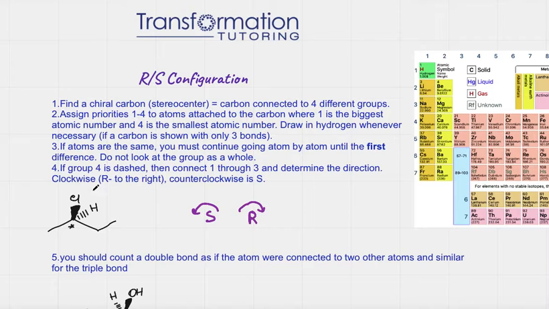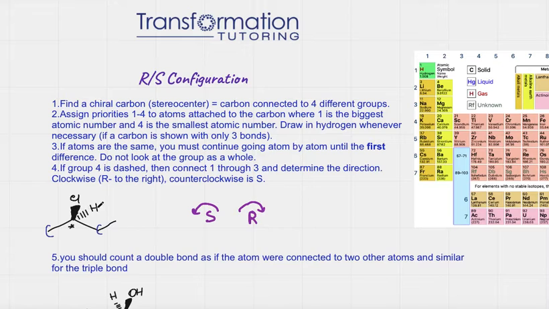Let's just change the color. We're going to go atom by atom to assign priorities. So the first atoms that are coming off of our chiral carbon are chlorine, hydrogen, 1 carbon on the right and 1 carbon on the left. Notice I do not look at the whole group right away. I go atom by atom. So right now I have chlorine, hydrogen, carbon, carbon.